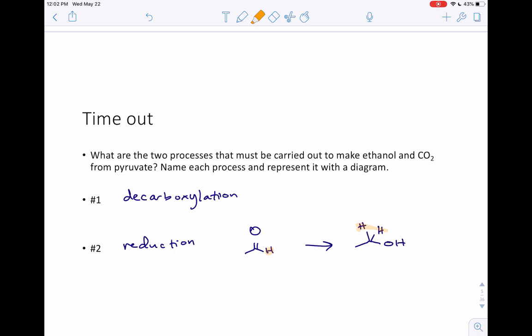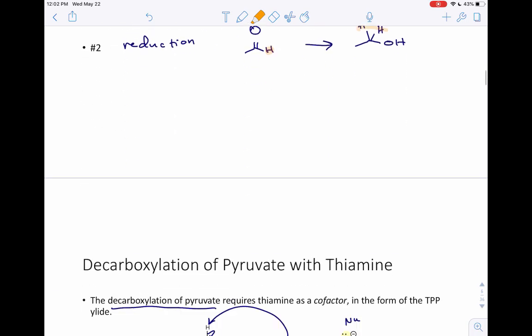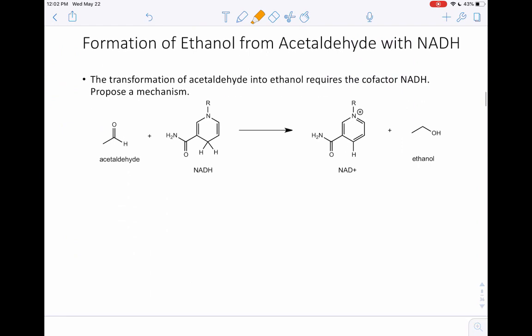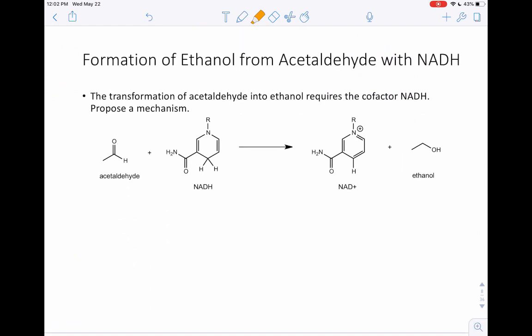Now consider how you would facilitate this reduction in the organic chemistry lab. You might use sodium borohydride or lithium aluminum hydride. Those are not present in your body. So what your body has is a molecule I'm certain you've heard by name before, NADH. And NADH is nature's reductant. So let's take a look at how this works.